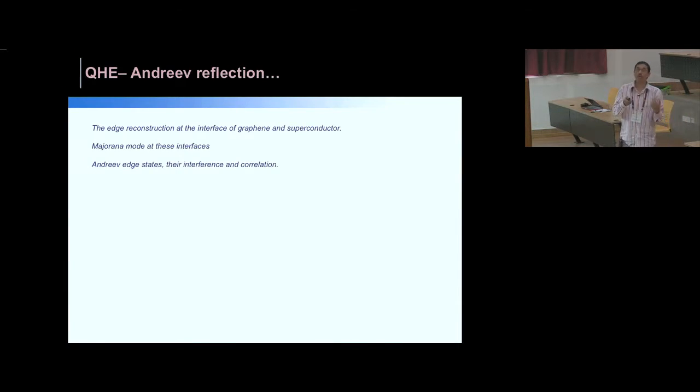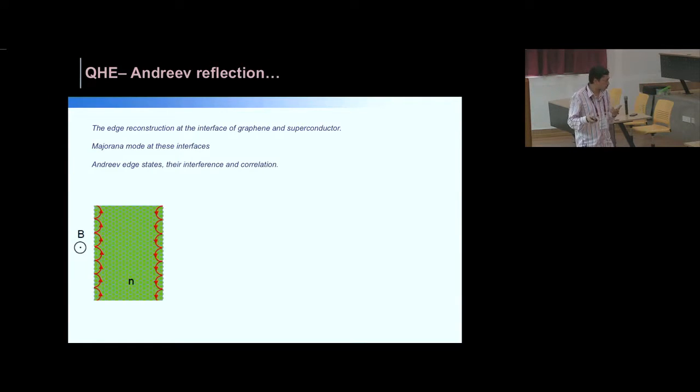The main focus, which is theoretically very interesting in the literature, is that there seems to be an edge reconstruction at the interface of graphene and superconductor. And if you have a fractional quantum Hall regime, you can have a Majorana edge state. And there are Andreev edge states, like Andreev bound states, those kinds of things can arise.